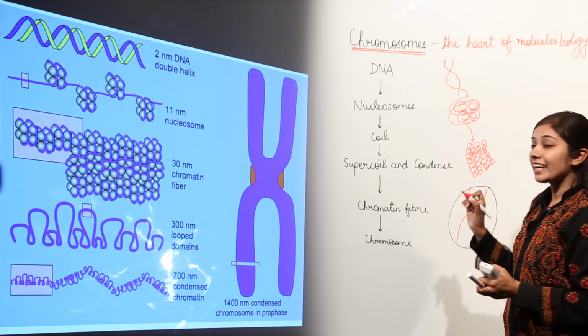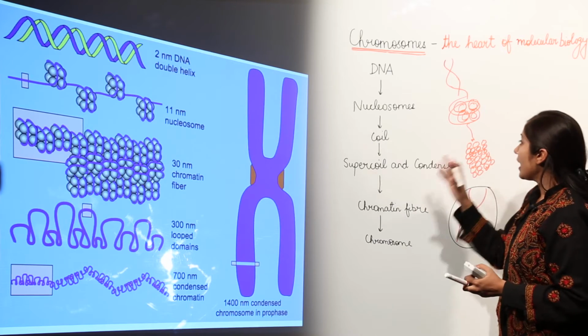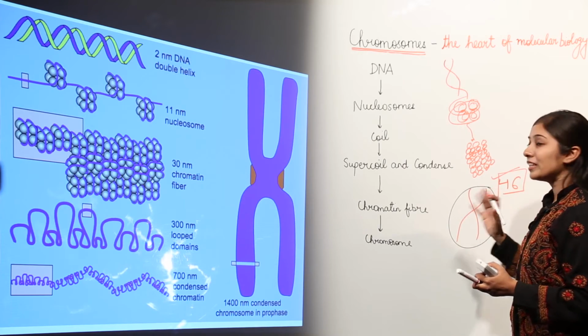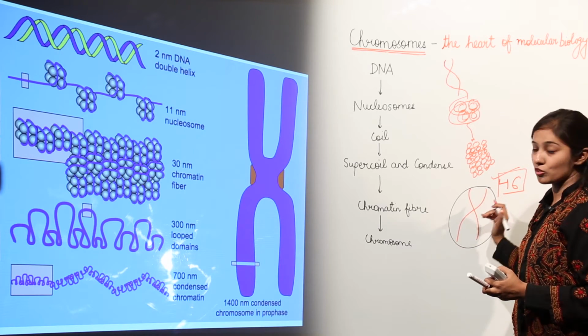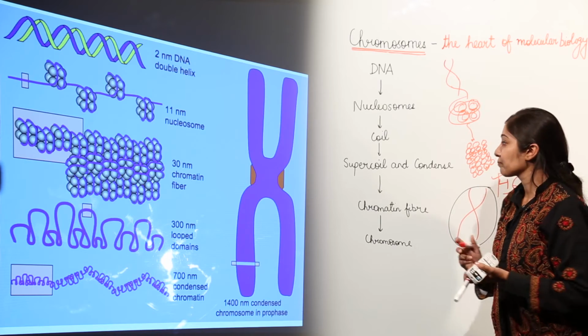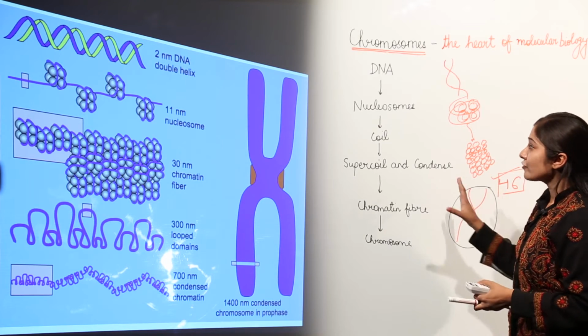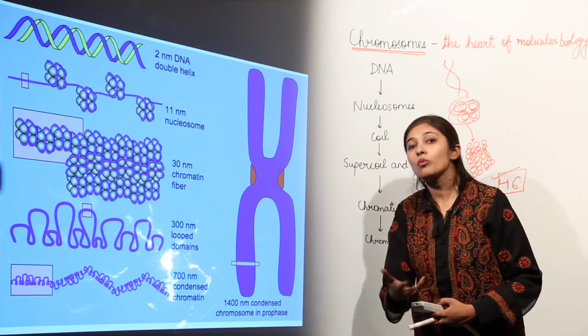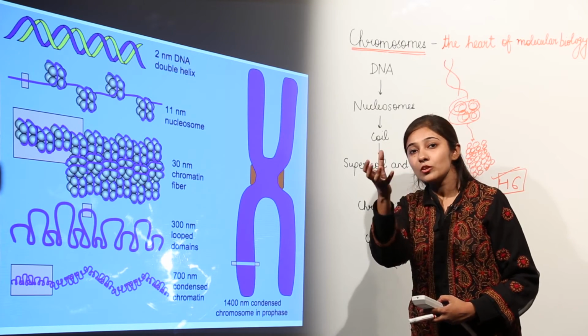And in case of human beings, we have around 46 chromosomes. We have how many chromosomes? We have 46 chromosomes in the nucleus of our cell. So as of now I have discussed how these chromosomes are formed and what these chromosomes basically are, and how they are linked with DNA.